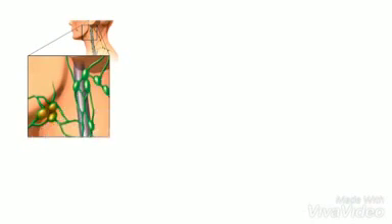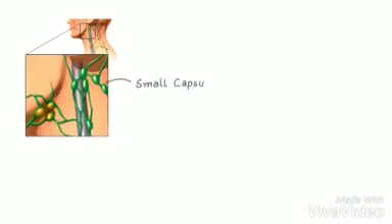Hello everyone. Today we will discuss the lymph node, its anatomy, physiology and clinical significance. So what is a lymph node? It is a small encapsulated lymphoid tissue piece present along the passage of lymphatics.